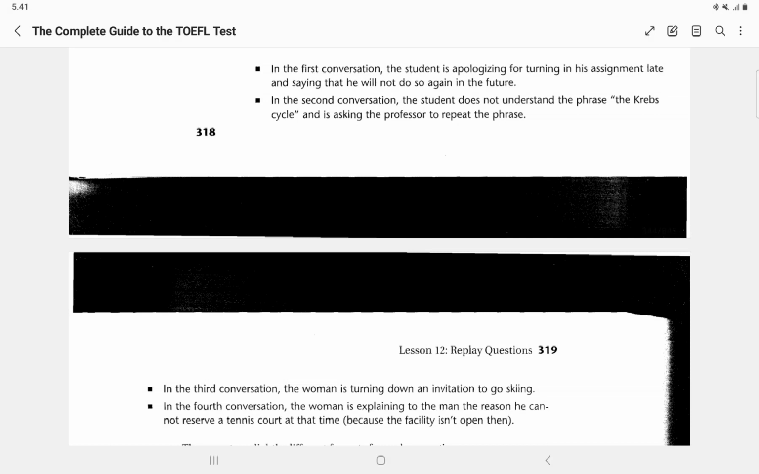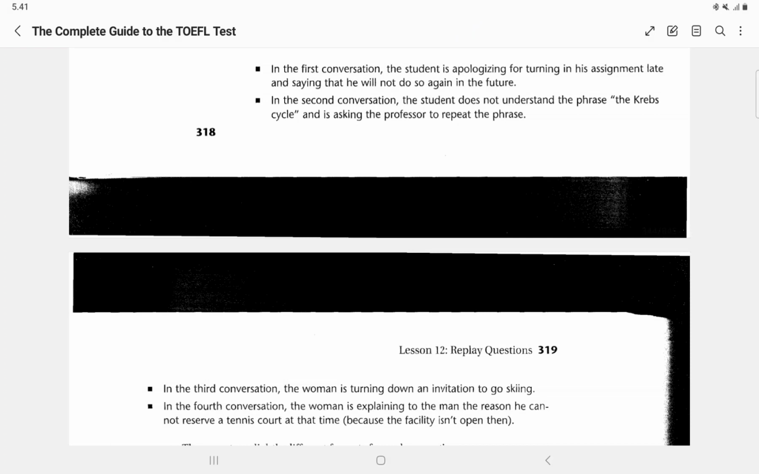In the first conversation, the student is apologizing for turning in his assignment late and saying that he will not do so again in the future. In the second conversation, the student does not understand the phrase "the Krebs cycle," and the student is asking the professor to repeat the phrase.